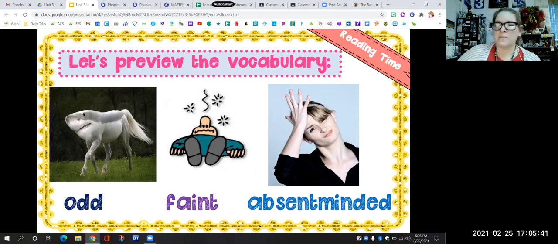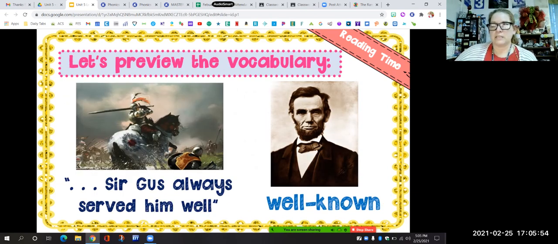Then we have the word faint, which is when a person passes out and they fall to the ground and they kind of seem to be asleep. Absent-minded means you are forgetful. And when the book is going to say, Sir Gus always served him well, that's just saying that Sir Gus always did the best that he could for his king. And then our last one is the word well known, which means fully or widely known. It means you're popular, people know you very well.